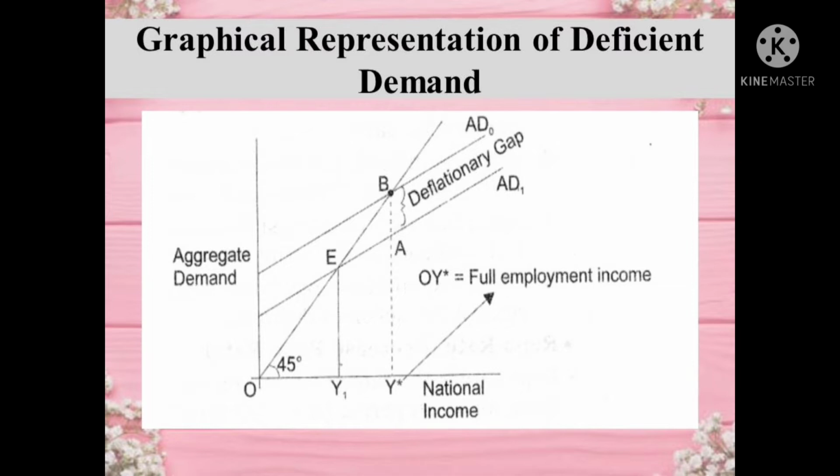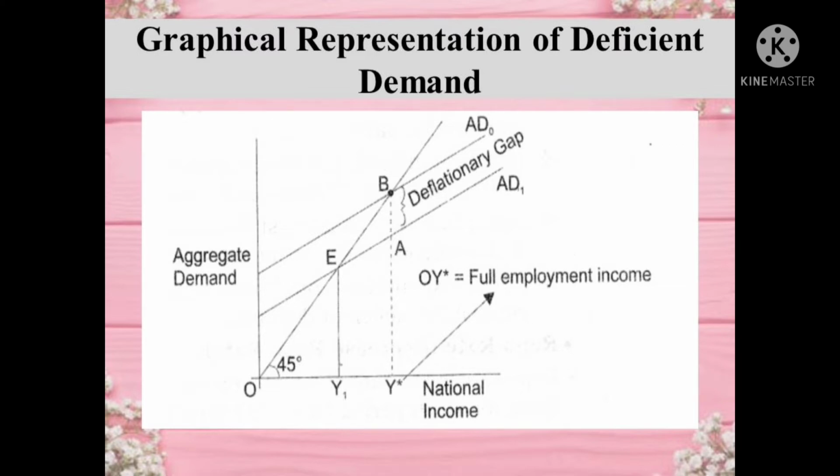So you see here in this figure, the x-axis measures the level of output and income and the y-axis measures the aggregate demand. And here, the deflationary gap is the gap showing deficiency of current aggregate demand over aggregate supply at the level of full employment. It is called deflationary because it leads to deflation.